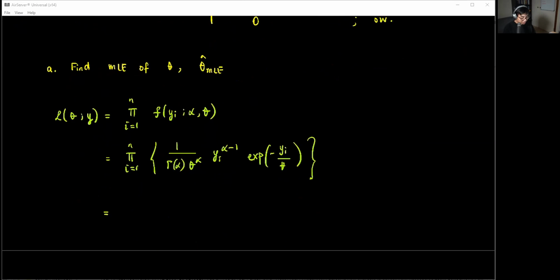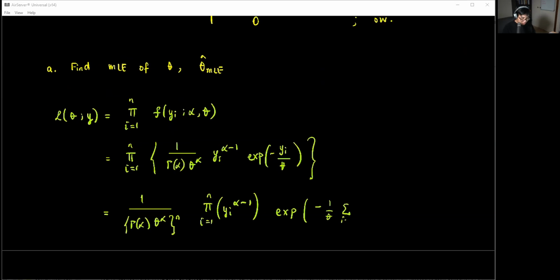So what we can do here is to simplify this a little bit. We can take this guy out front here. So we have 1 over gamma alpha, theta alpha to the power of n, don't we? Yep. Okay, and then we have here the product of yi to the alpha minus 1, like so. And then this is an exponential, so if we take that inside, this becomes a sum. And this is minus 1 over theta sum of yi, right? I think that's all correct.